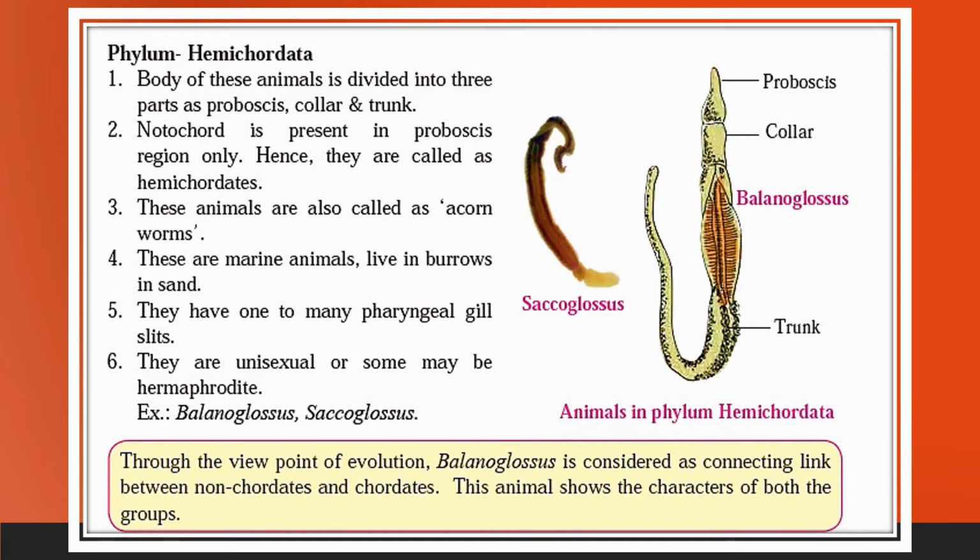These are marine animals, live in burrows in sand, and they have one to many pharyngeal gill slits. They are unisexual or some may be hermaphrodite. For example, Balanoglossus, Saccoglossus. And from the viewpoint of evolution, Balanoglossus is considered a connecting link between non-chordates and chordates. And this animal shows the characters of both the groups.